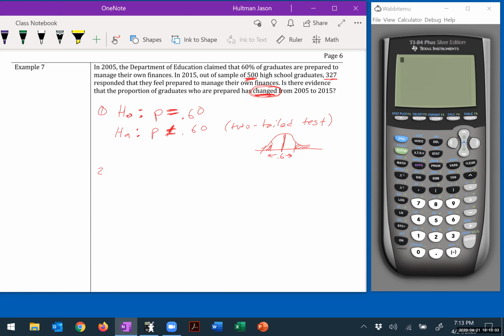Okay, number 2. What type of proportion test are we using here? We're doing a 1 prop Z test.